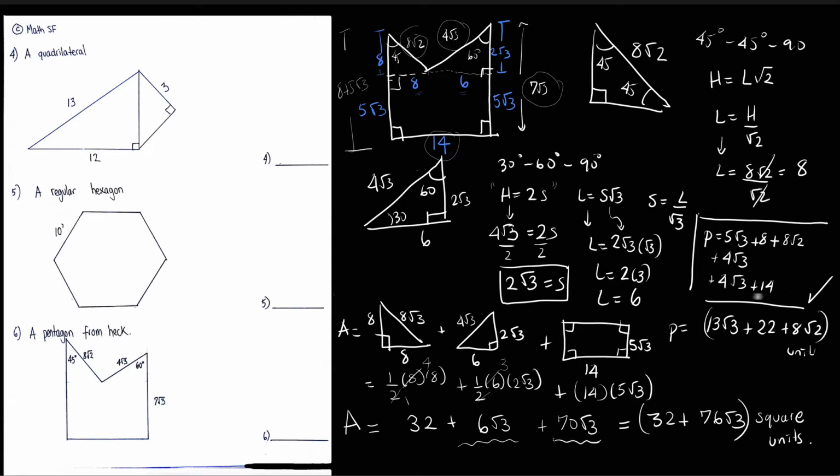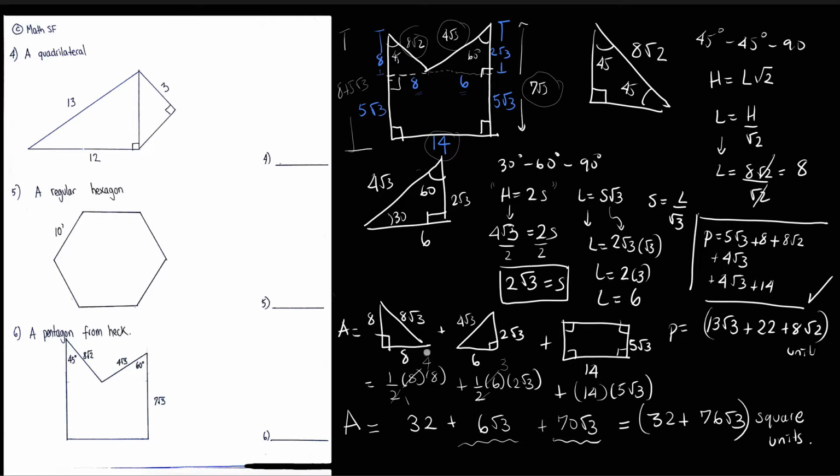Then to find the area, we split into 3 pieces: one right triangle here, which is 8 by 8, right? And 8 root 2 as your hypotenuse. But recall that the area of a right triangle is 1/2 times the product of the legs, 8 times 8. Same technique here: 1/2, 6 times 2 root 3. And this rectangle, which is just base times height. And you solve this algebraically. You do your math here.